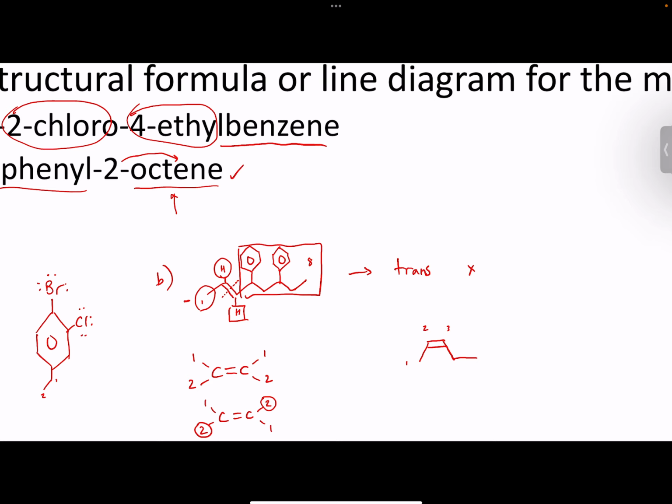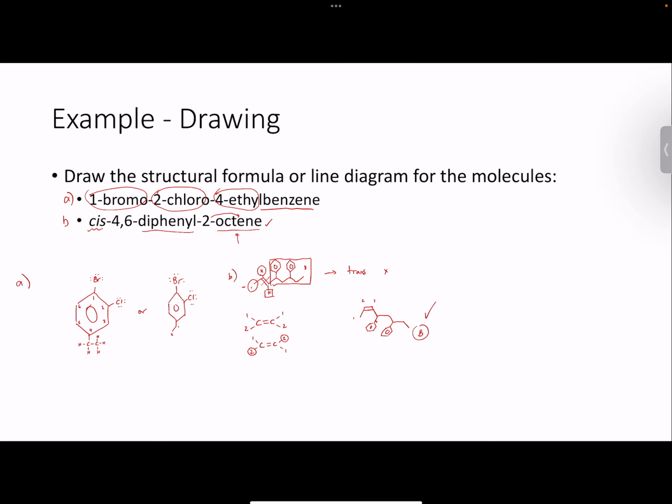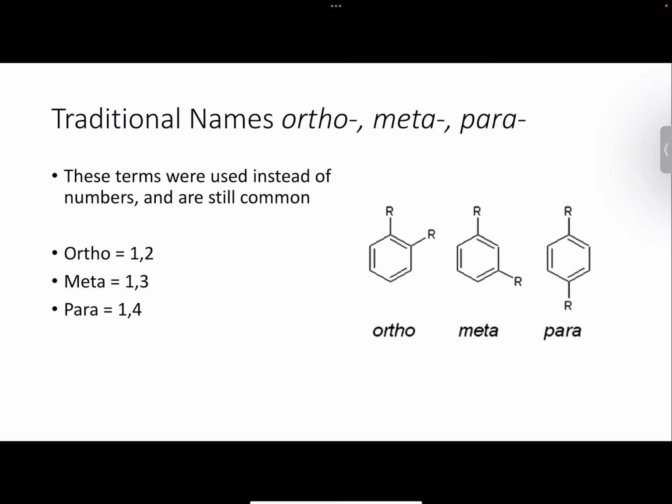So I can go 3, 4, 5, 6, 7, 8. And on carbon 4, I'll redraw my phenyl group. This is about as complex as it gets in terms of our drawing. And there's my structure. So this is molecule B, which is cis-2,4,6-diphenyl-2-octene. So again, pause, rewatch that if you need to, because it puts together a lot of different concepts.